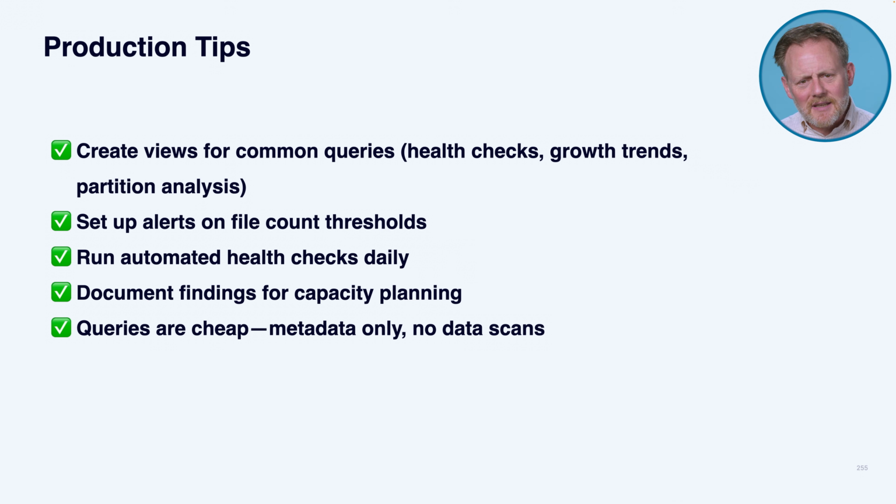So tips for using metadata tables in production, few things. You can build views for queries you run often. Say, health checks, growth trends, partition analysis. That's a handy thing to just kind of have in your tool belt. You can set up alerts when file counts hit thresholds. You can get those file counts easily from metadata tables. You can automate daily health checks. We've seen a few examples of this. Document what you find. This is great for capacity planning. You'll be able to get those results, easily share them.